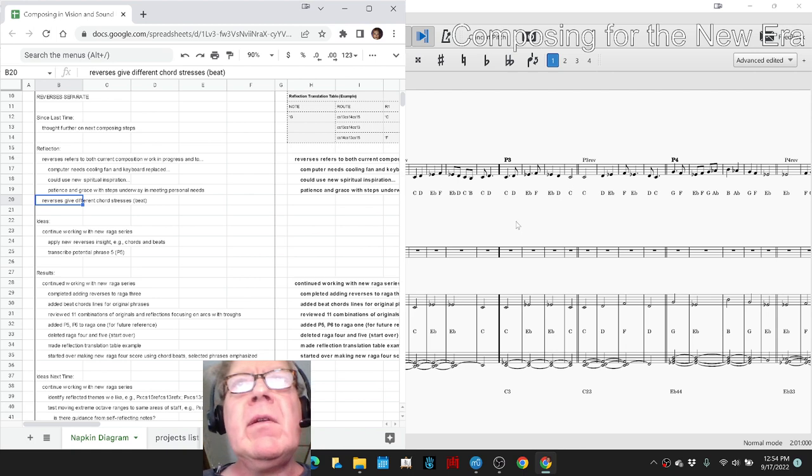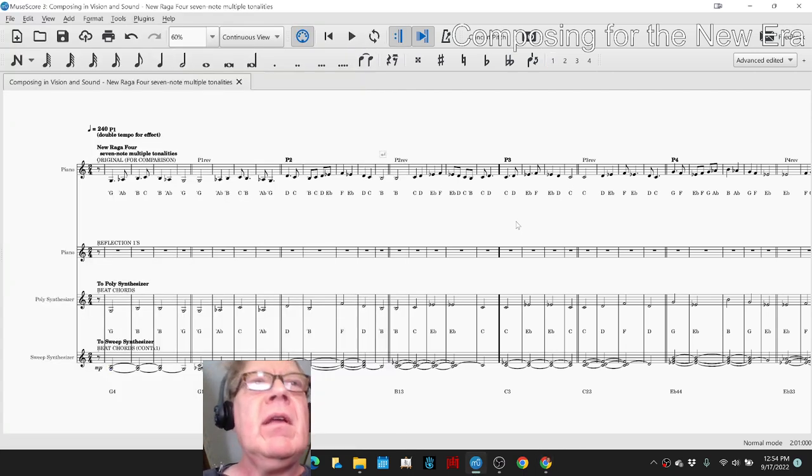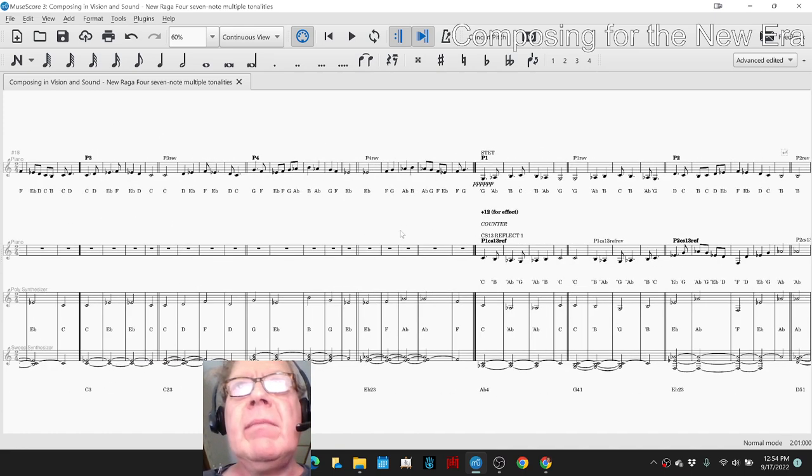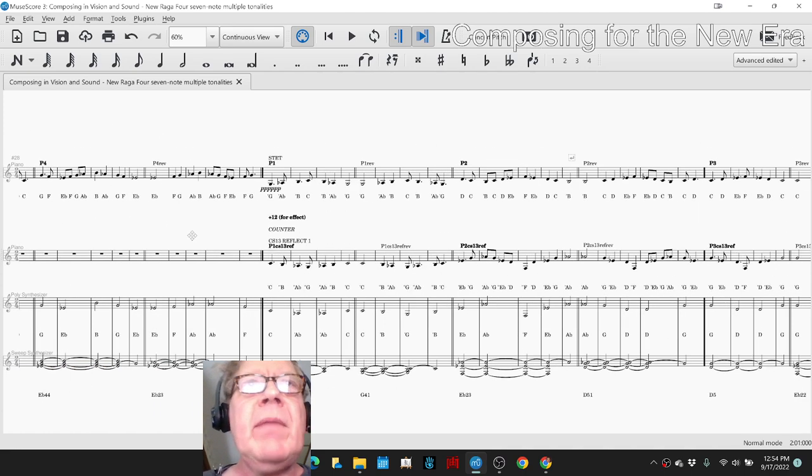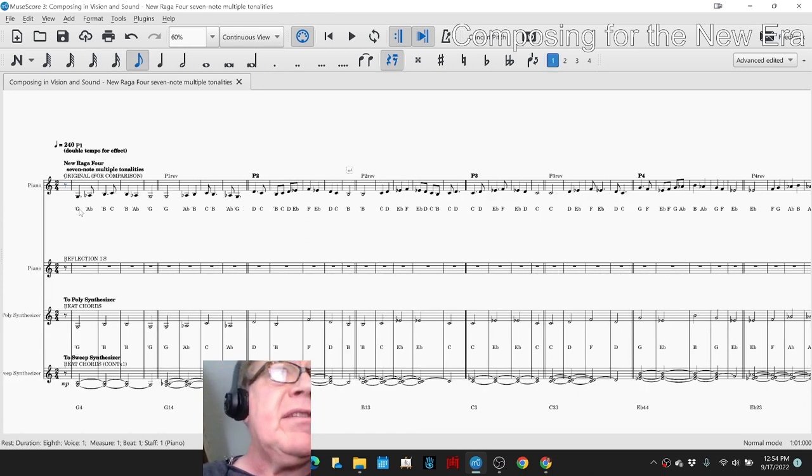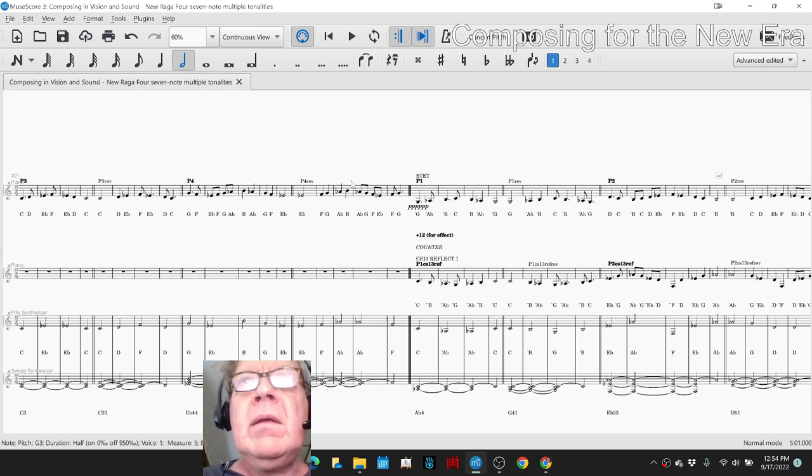So what we did was we took our complete first reflection series of the theme, P1 through P4. You may recall that each theme has a reflection in the harmonic direction down here, like that. And then we took the first note of each thing and pulled out the chord beat, and then we took the notes and made a chord out of it.